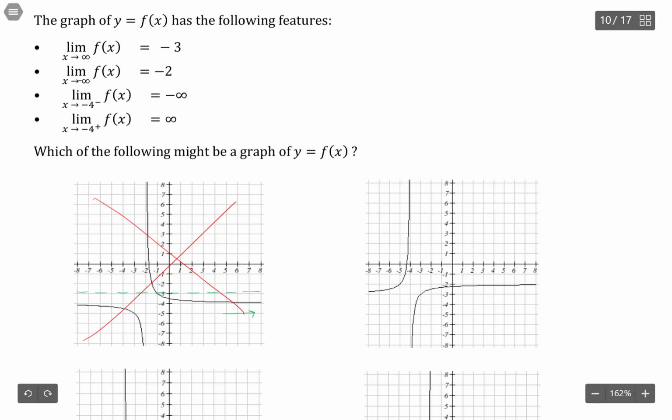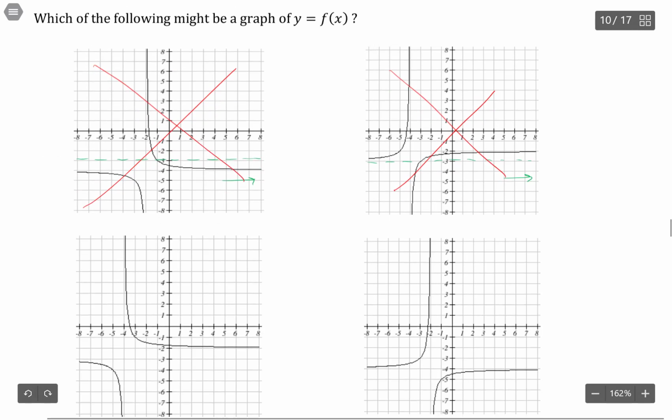In the second one, as I go to positive infinity on the x, those y values should be going to negative 3 for the positive values, but they're actually going to negative 2. You'll notice on the left-hand side it is going to negative 3, but that doesn't match up with going to positive infinity and being negative 3, so this one gets eliminated as well.